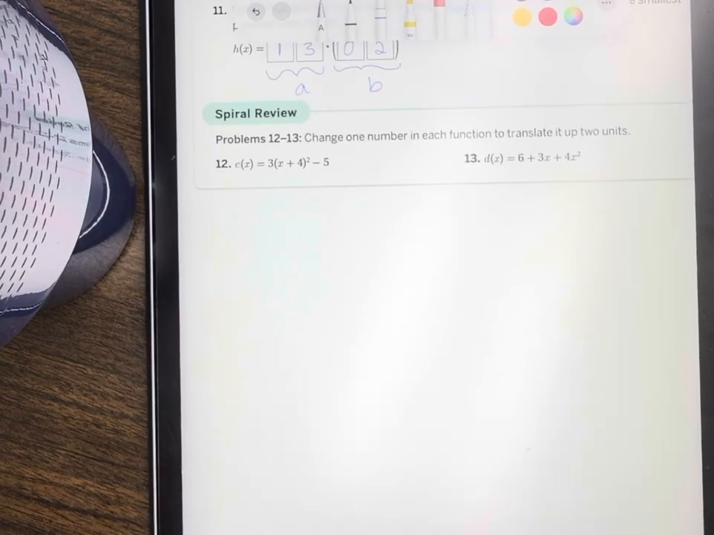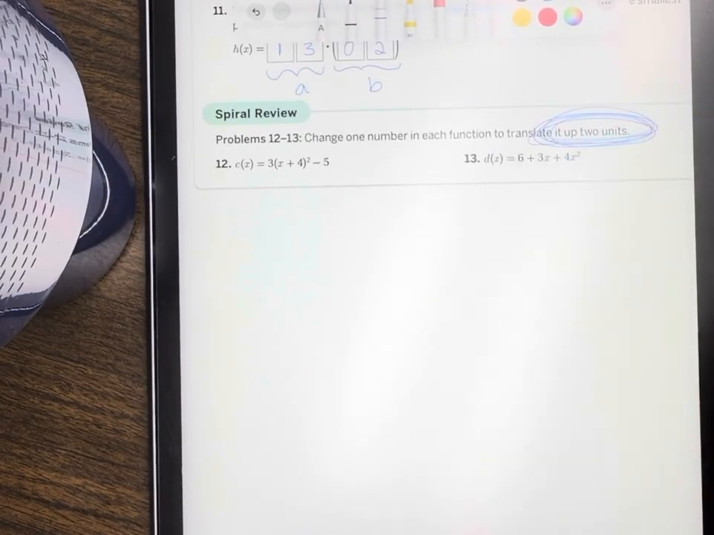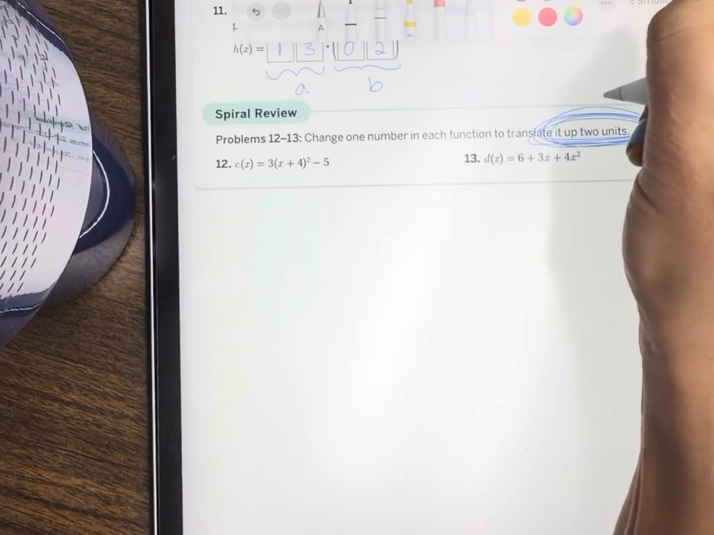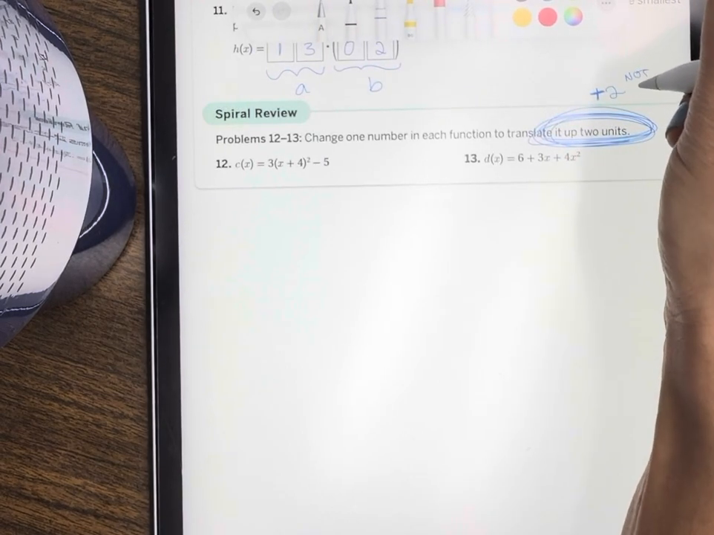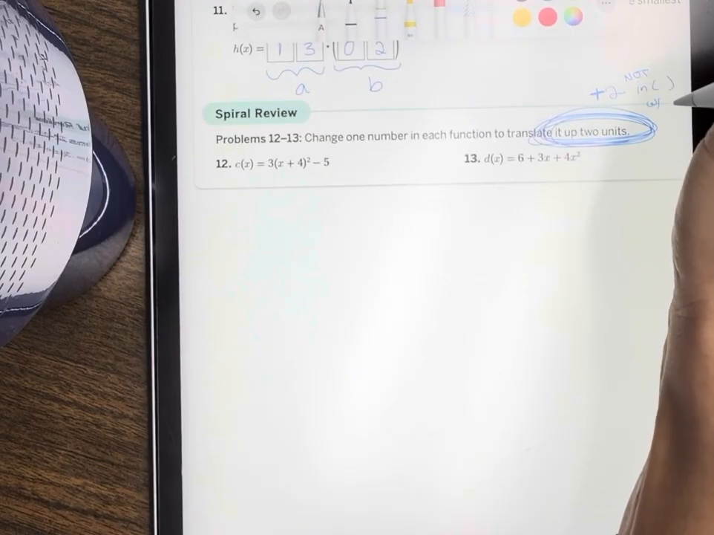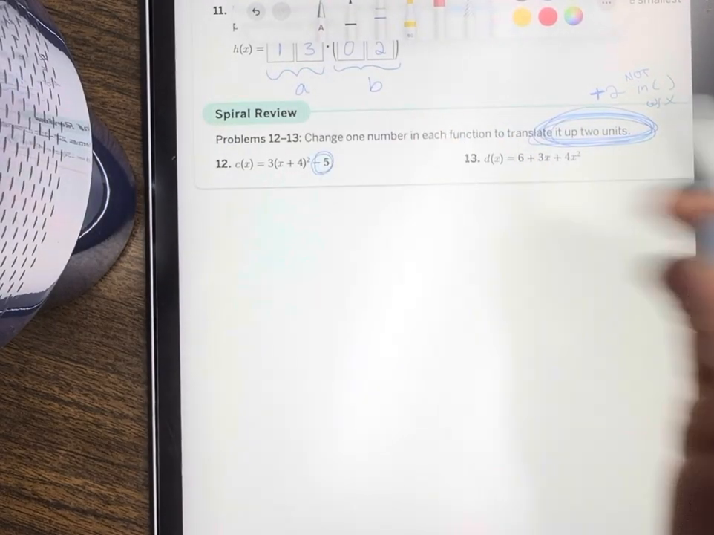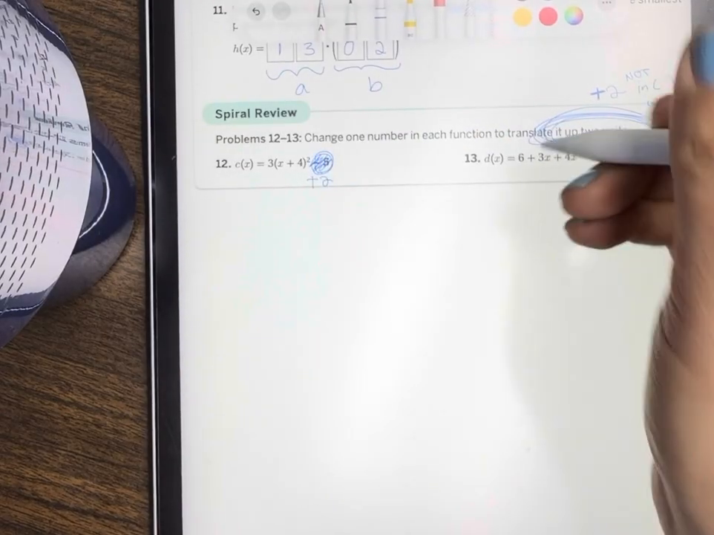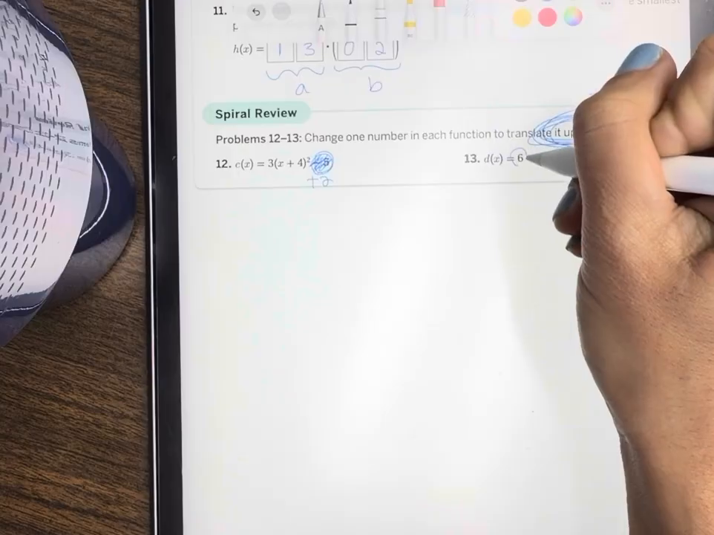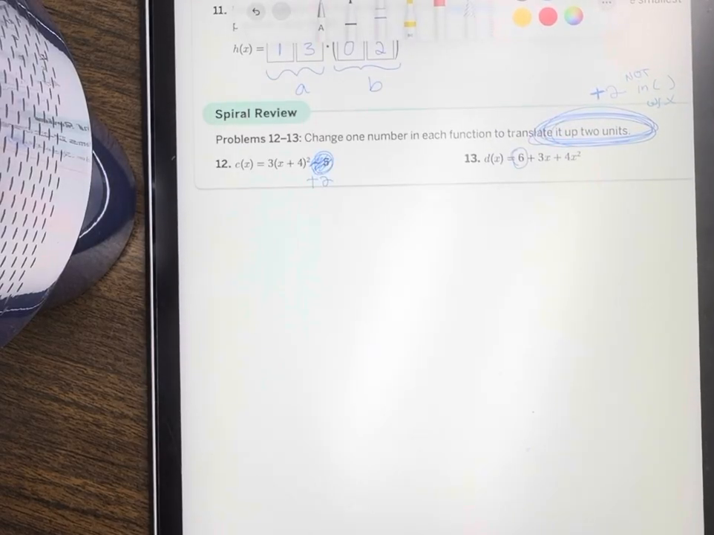Okay, we're going to change one number in each function so that it is translated up 2 units. Remember, up 2 means we need a plus 2 that is not in parentheses with x, all right? So look at that, minus 5. Get it out of there. Make it a plus 2. Okay? Look at this 6 right here. All right? Oh, wait a minute. What's the thing? Change one number.